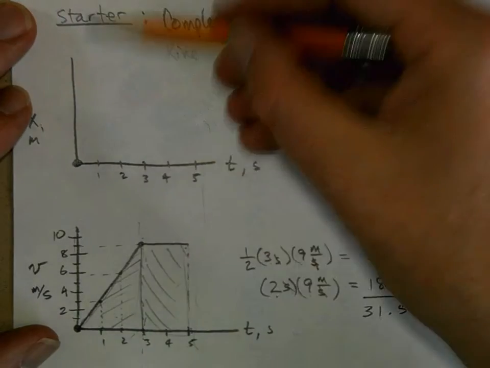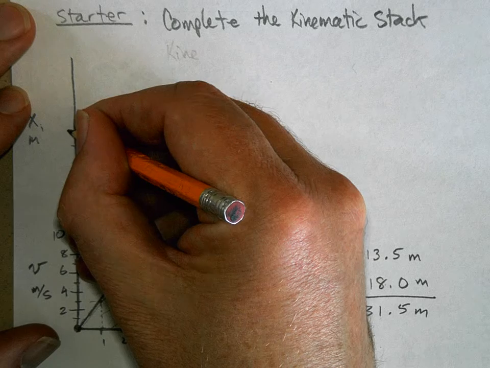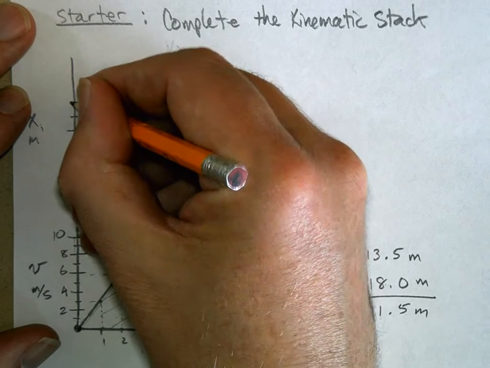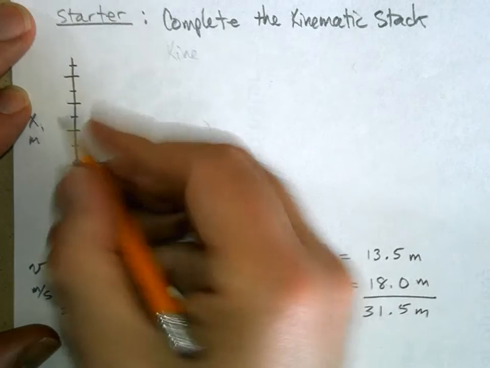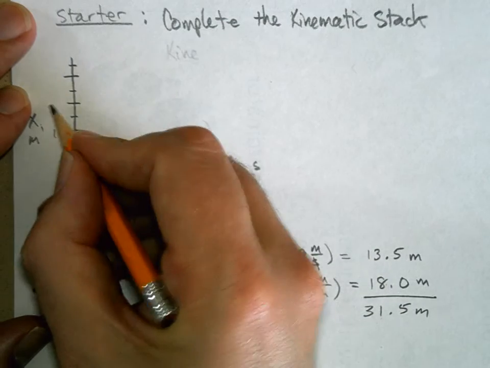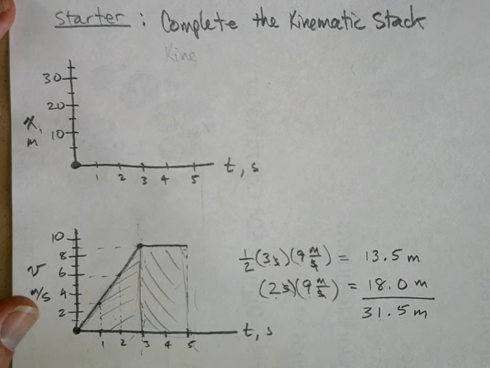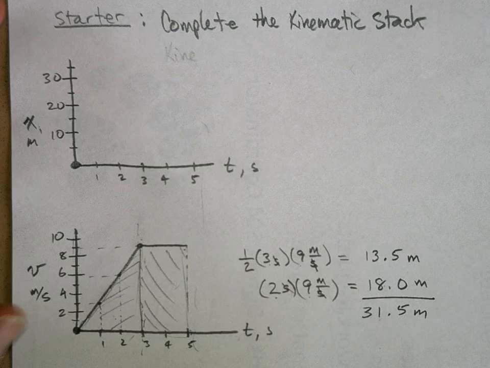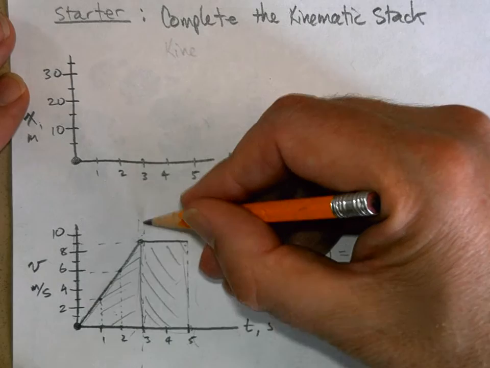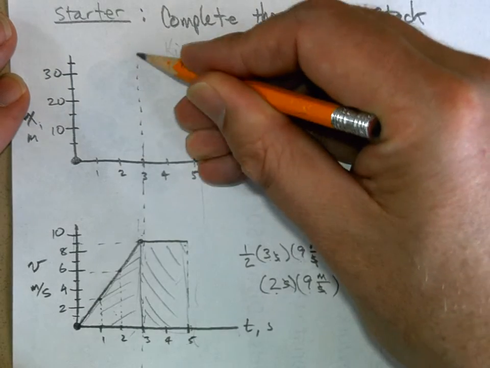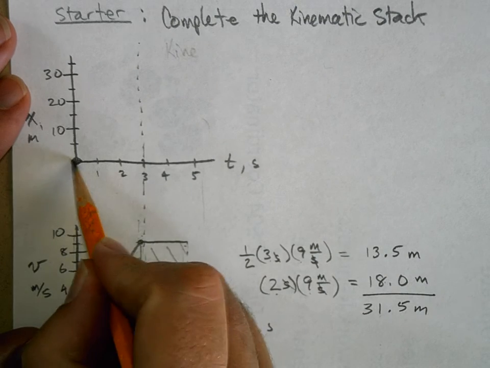So I have to scale this so I get to 31. So what I'm going to do is I'm going to go 5, 10, 15, 20, 25, 30, 35. So I'll go 10, 20, 30. Okay, and so that'll work. Now, there's a change at 3, so I'm just going to kind of go up like this. That's the advantage of doing these things with a kinematic stack. And my starting position was given to be 0.